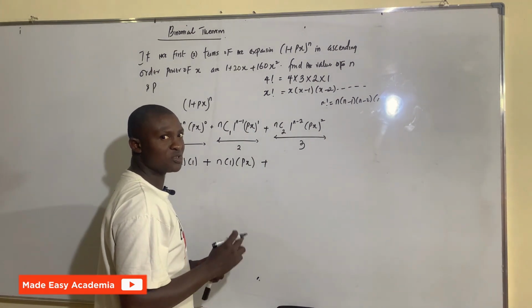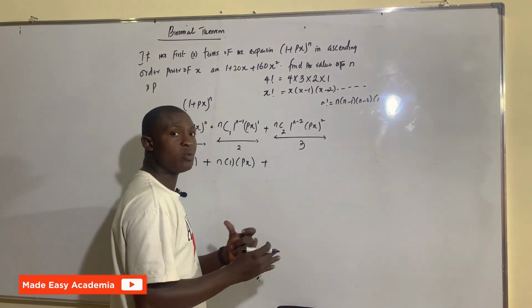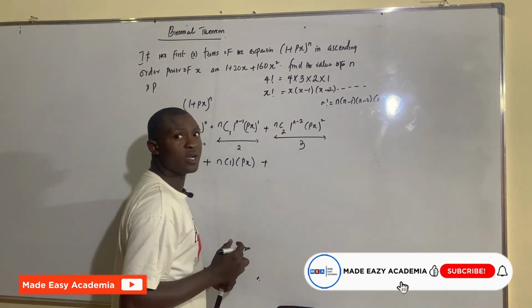Let's quickly show that one because this is Made Easy Academia. We want to make everything easy so that you'll be able to know how we get the result. So let's see how we can make use of n combination 2. How can we get the result of that one?